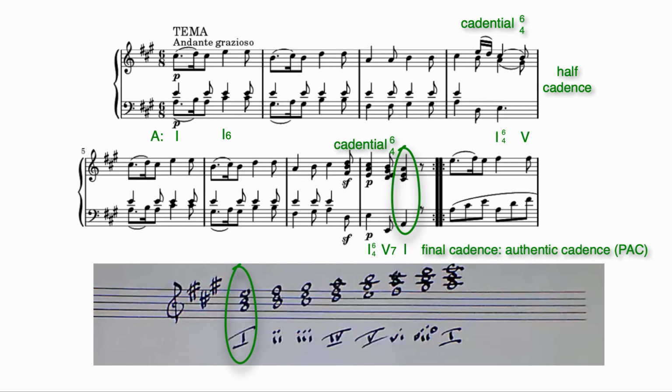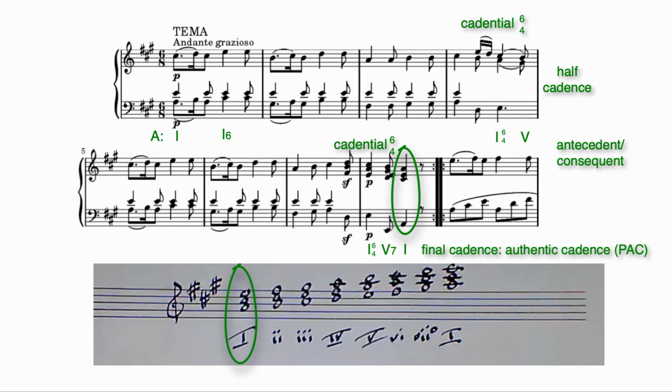There's a name for this. When you have two cadences that are sort of paired like these are, and the first one is a half cadence, and the second one is an authentic cadence, we call this antecedent consequent, or question-answer phrases. It's very common in music.